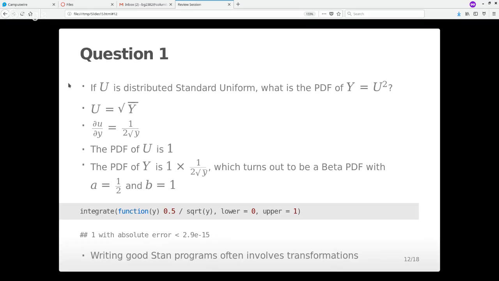But a lot of what's going on with Stan is really just transformations of random variables. And so these fairly simple things are ones you need to learn how to do. Questions?